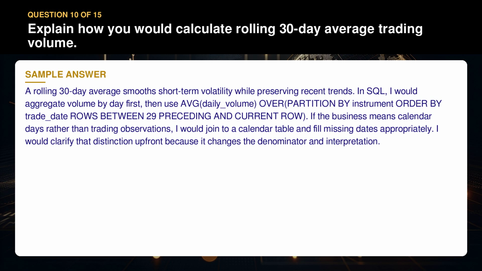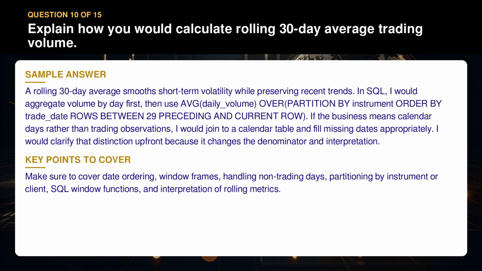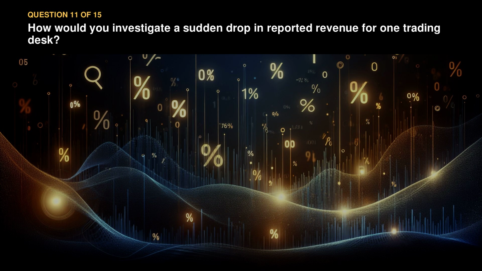If the business means calendar days rather than trading observations, I would join to a calendar table and fill missing dates appropriately. I would clarify that distinction upfront because it changes the denominator and interpretation. Make sure to cover date ordering, window frames, handling non-trading days, partitioning by instrument or client, SQL window functions, and interpretation of rolling metrics.